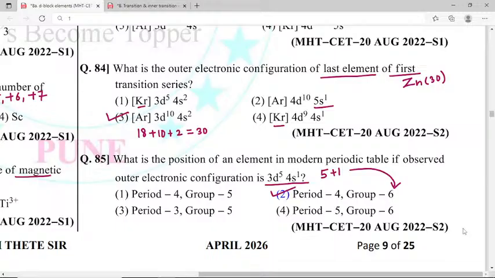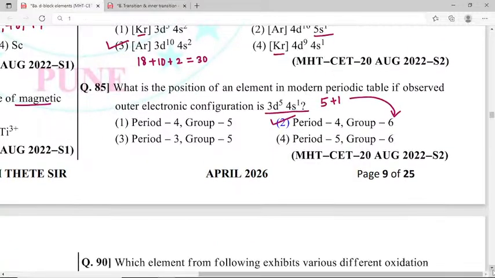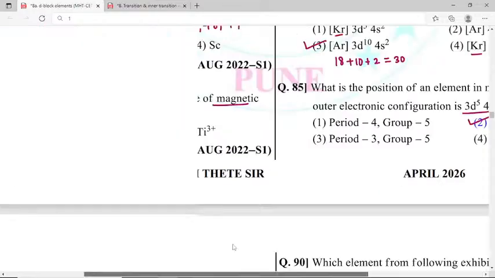3d5 4s1. So what is the valence shell here? 4. So period number 4. The number of valence shells is the number of the period. And the number of electrons, the addition of electrons, 3d5 4s1, 5 plus 1, is the group number. Okay, are you getting this one? How to calculate the group and period number? This is a very important question from 2022 as well as 2025.